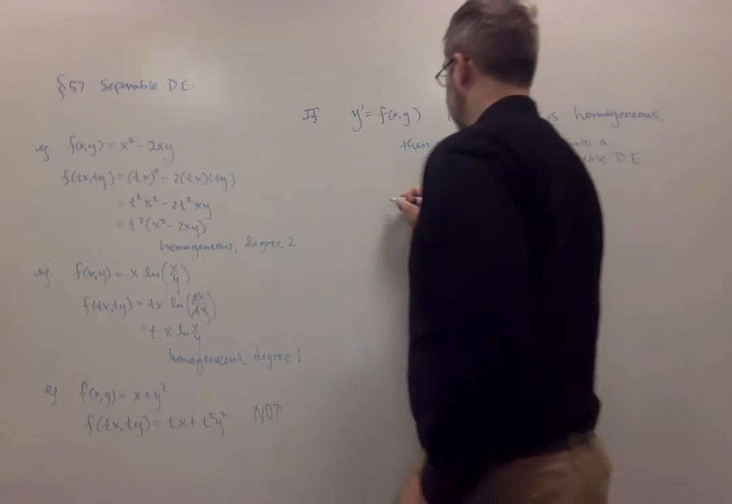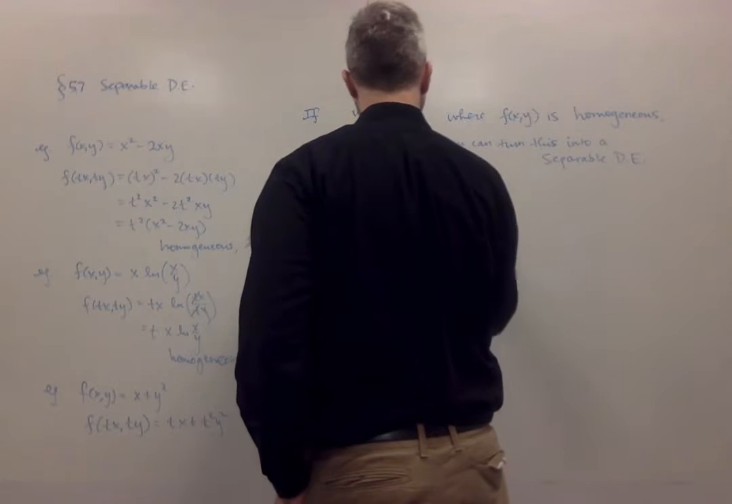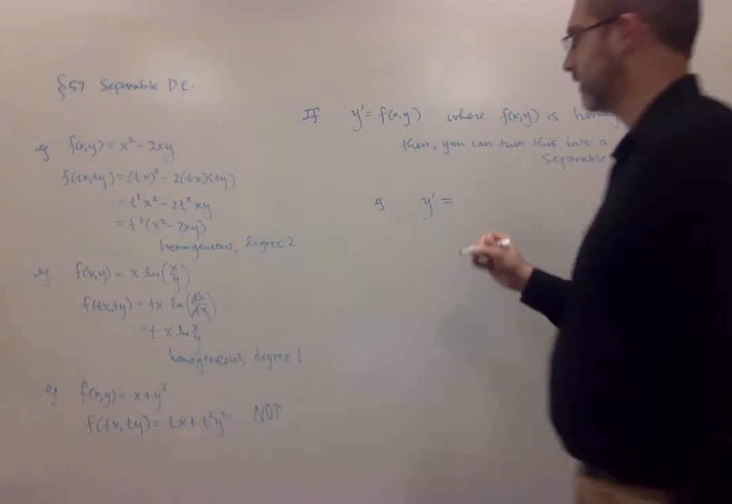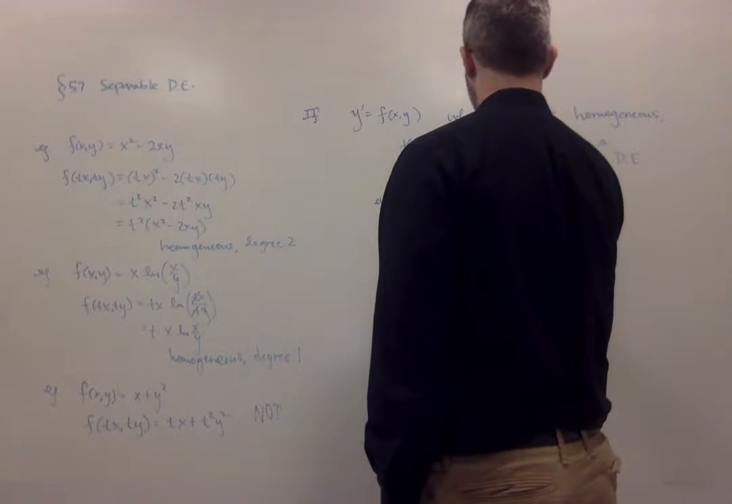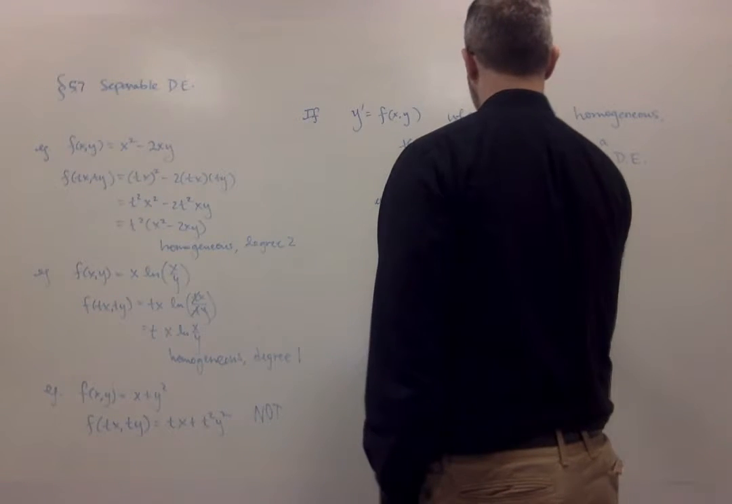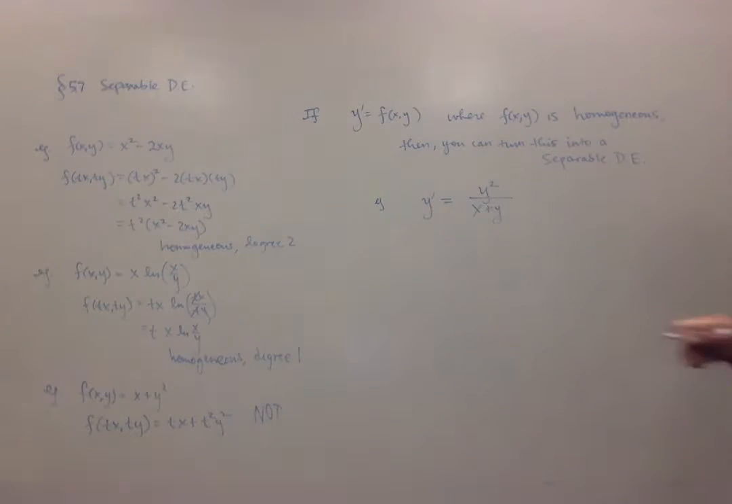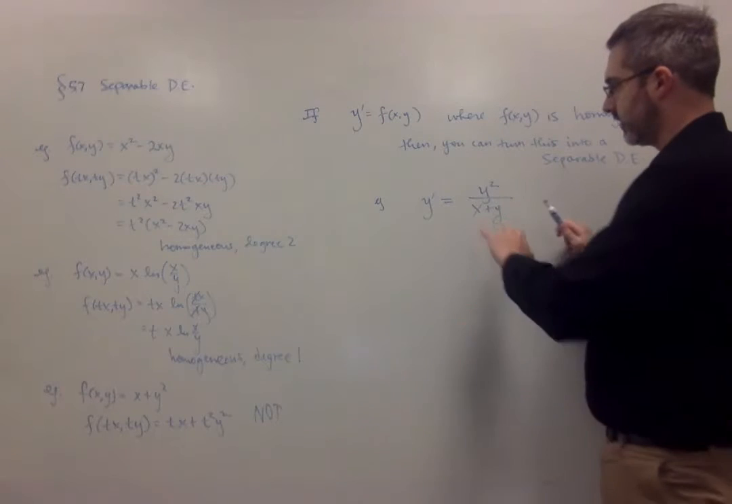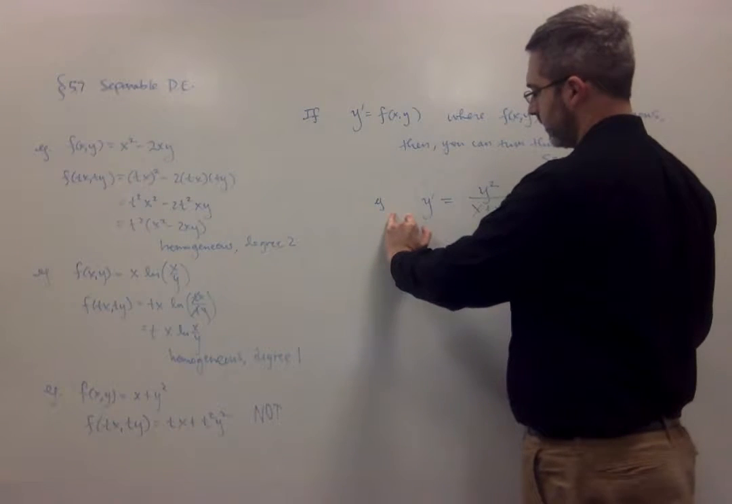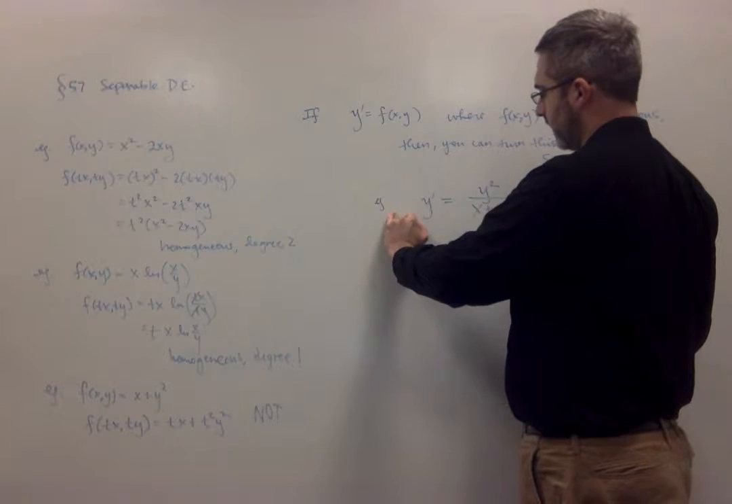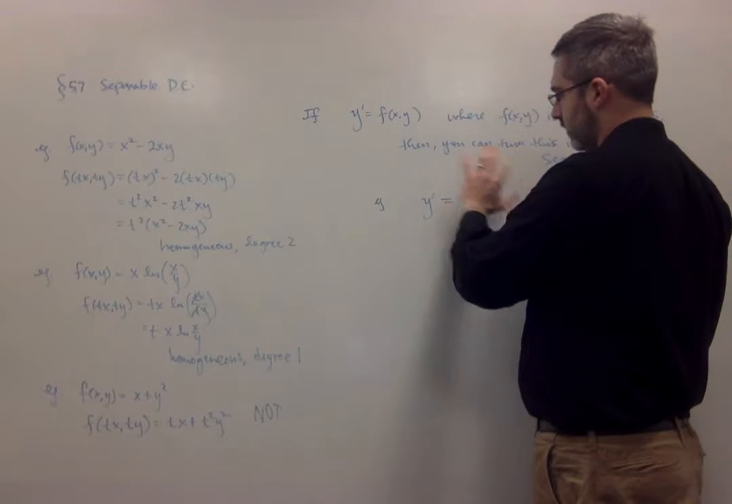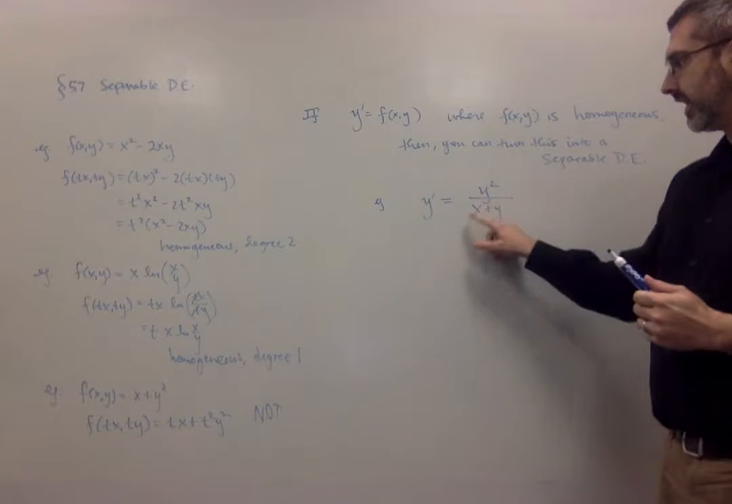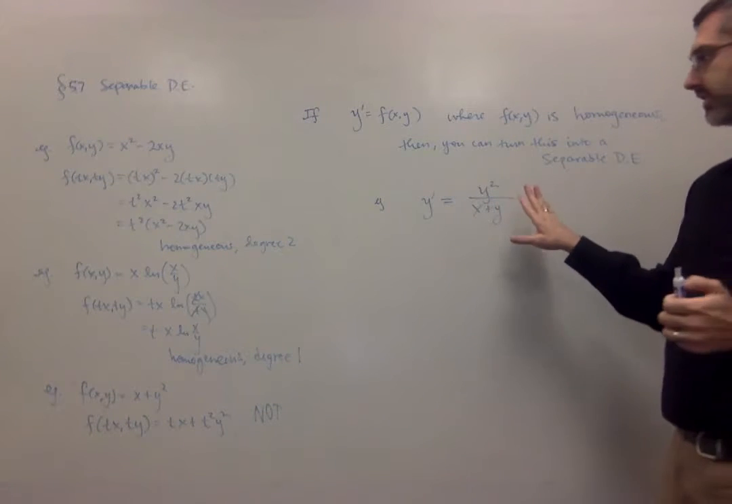But if I take the example y prime equals y squared over x plus y. So first of all, I want you to notice this is not a separable differential equation. If I bring this over, there is no way to get the x on one side and the y on the other side. They're kind of intermixed. It's because I have this x plus y term here. So this is not separable here.